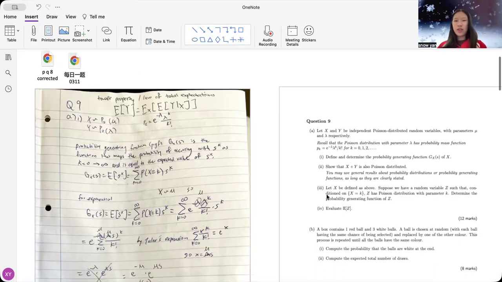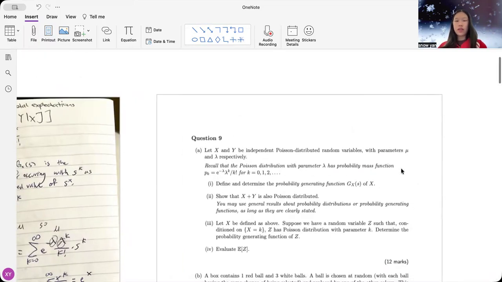This was a question that I did about a week ago, so let's go over it. Inside here we have part A. We're asked: let X, Y be independent Poisson distributed random variables with parameters mu and lambda respectively. Recall that the Poisson distribution with parameter lambda has probability mass function this, for k equals 0, 1, 2.